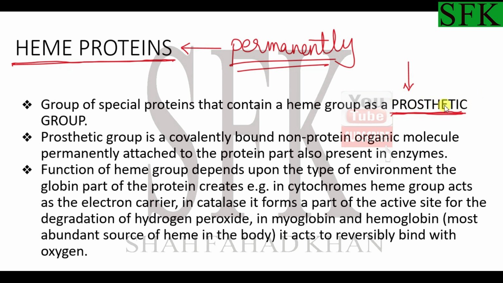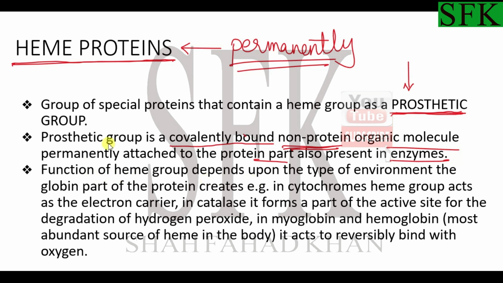Okay, this is an organic molecule. A prosthetic group is a covalently bound non-protein organic molecule. Right, it is not the protein part. It's the globin part that is the protein part in hemoglobin and myoglobin, but the non-protein part is the heme group, which is actually the prosthetic group of that hemoglobin or myoglobin, and it's permanently attached to the protein part. And prosthetic groups, as I told you, are also present in enzymes.